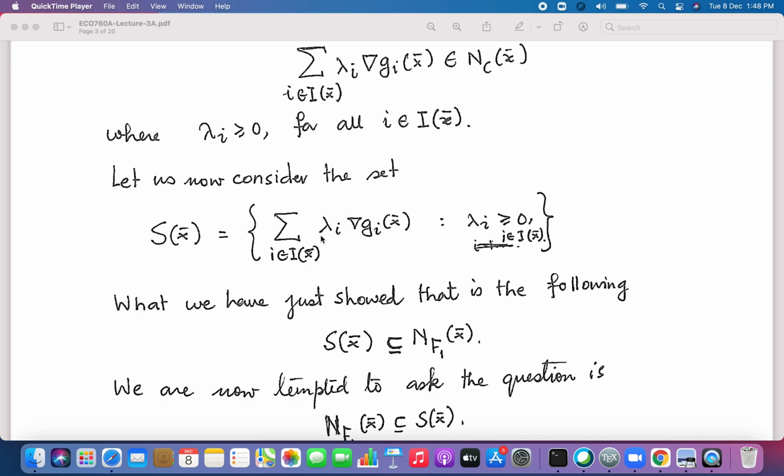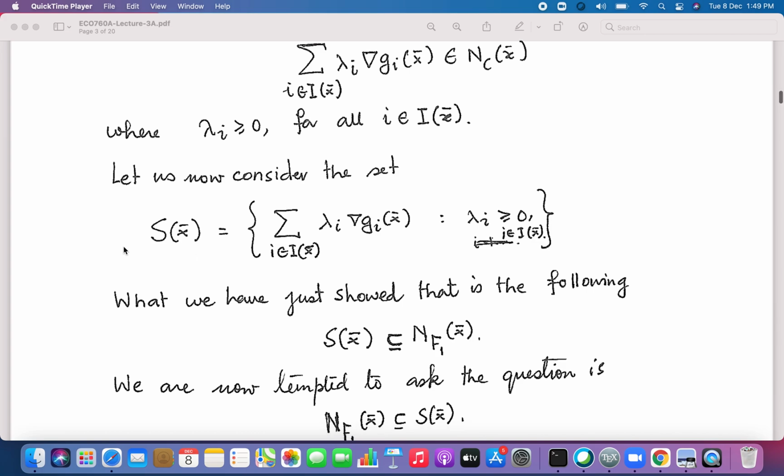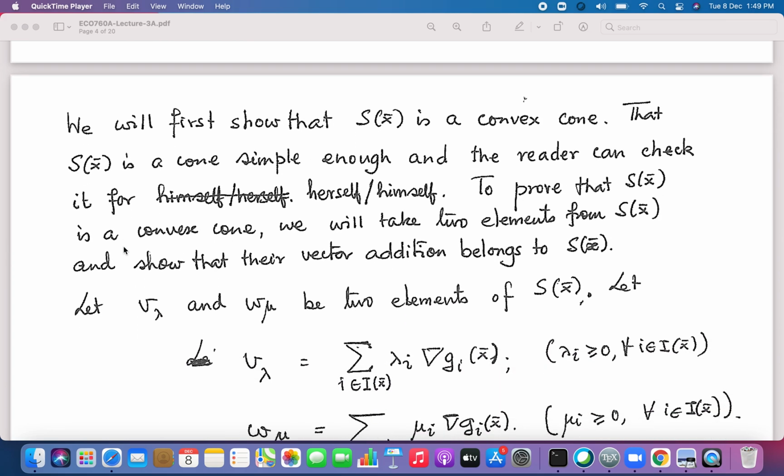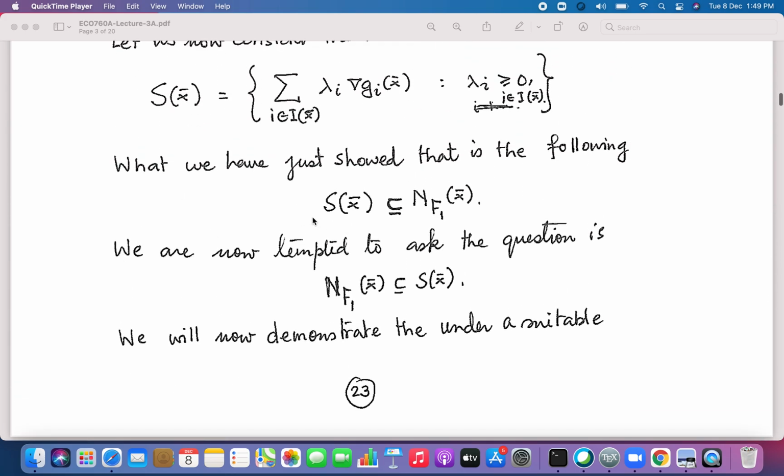So these Lagrange multipliers are actually generating this set, which will finally be equal to the normal cone under certain conditions. And let us see what is that condition under which such a thing would happen. We will first show that Sx bar, this set, is actually a convex cone.